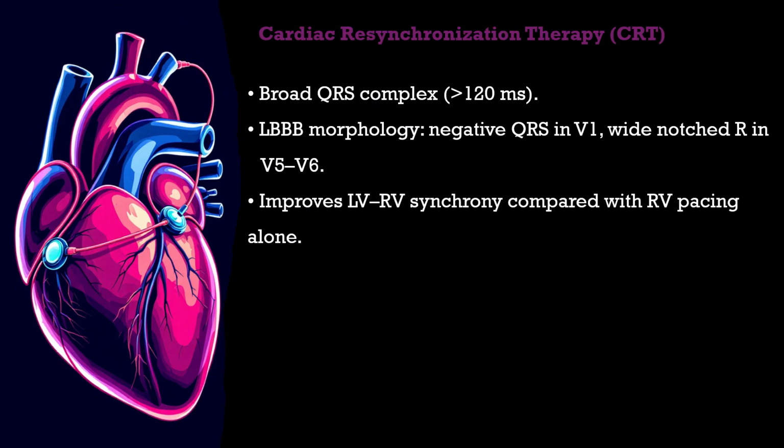When can we use cardiac resynchronization therapy? What is the characteristic patient with heart failure to have CRT? Broad QRS complex more than 120 milliseconds, and left bundle branch block morphology, which is a negative QRS in V1, and wide notched R in V5 and V6. Also, that will help to improve right and left ventricle synchrony compared with RV pacing alone.